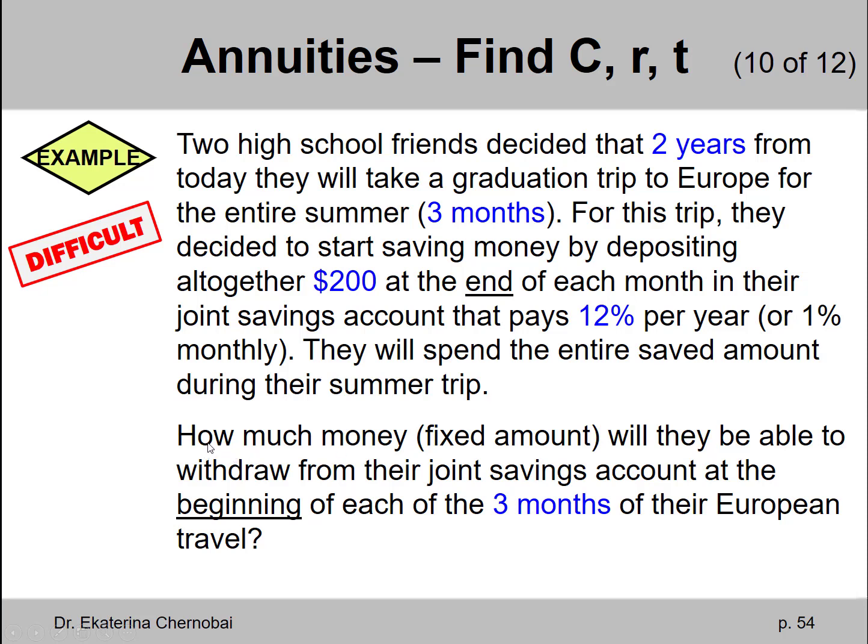Here's the question. How much money, and it needs to be a fixed amount, will they be able to withdraw from their joint savings account at the beginning of each of the 3 months of their European travel?